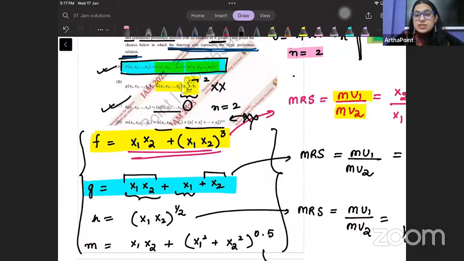So I hope this is making some sense to you. See, the question is asking me which function represents the same preferences. In order to check the same preferences, you need to prove that they have the same MRS. We could have gone ahead and solved this question indirectly also. Matlab, keeping the function as it is, I could have done it.